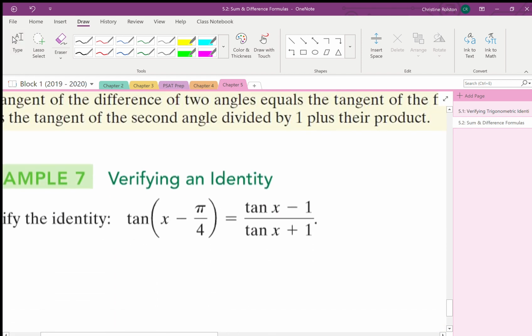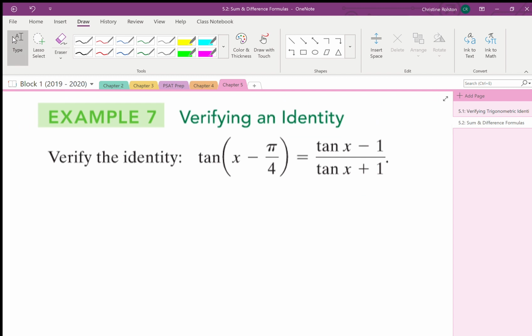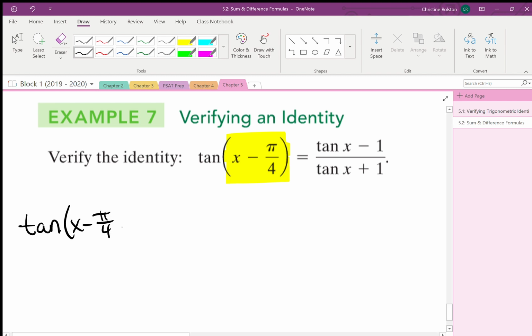So, if I asked you to verify this identity, verify the identity tangent of x minus pi over 4 equals tangent x minus 1 over tan x plus 1. Now, I know I said work with the uglier side, but if we have two angles within the parenthesis like this, you should work with that side. So we're going to work with this side: tangent of x minus pi over 4.